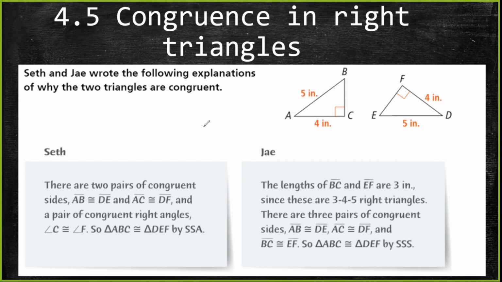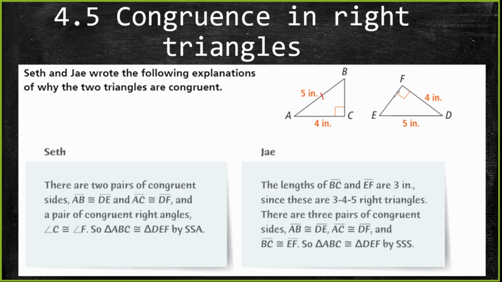All right, guys, let's pick up where 4.3 and 4.4 left off. This says Seth and Jay wrote the following explanations of why two triangles are congruent. We have triangle ABC. We have triangle DEF. Let's do a couple things before we get into it.